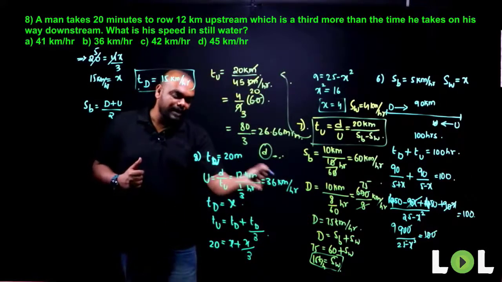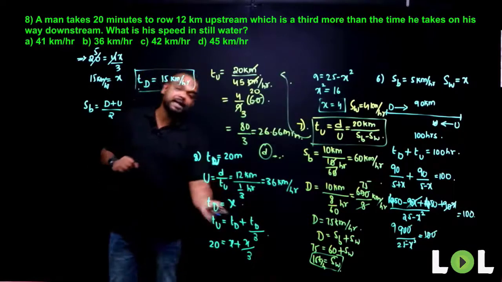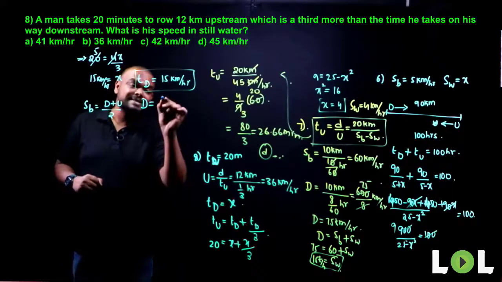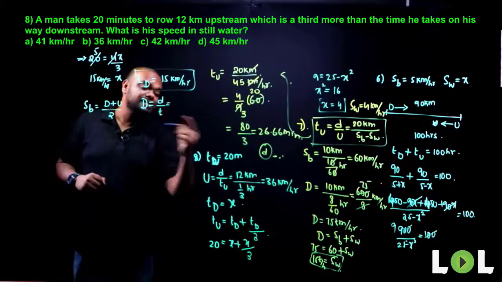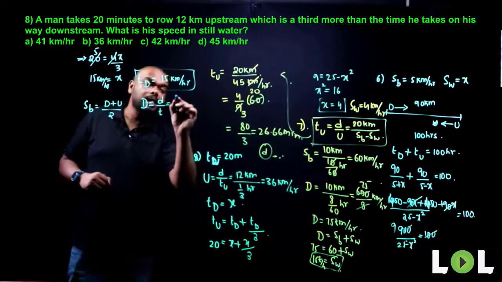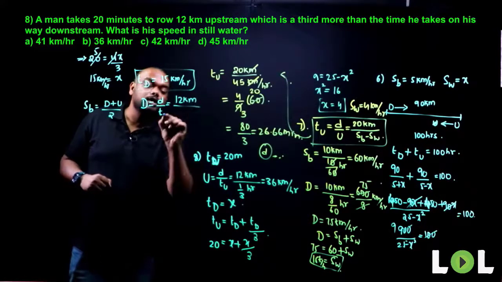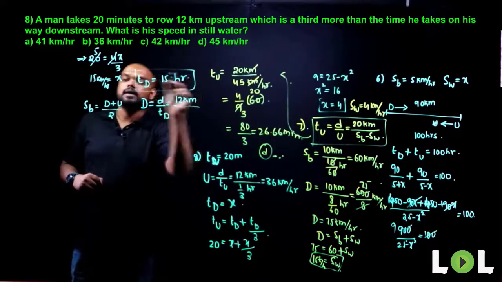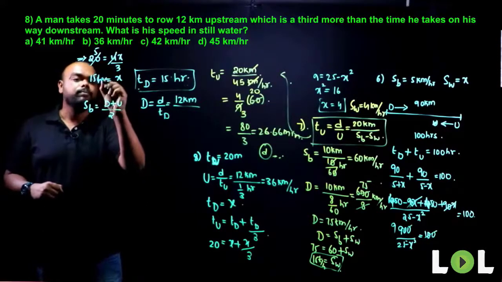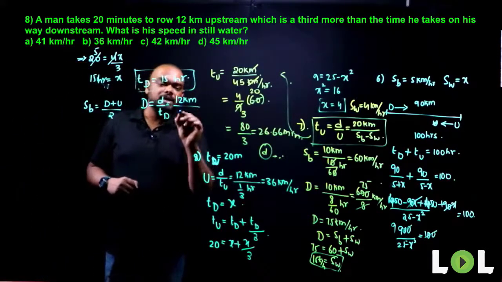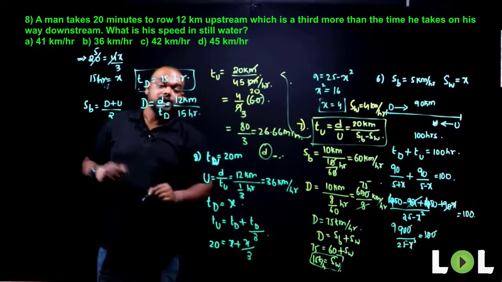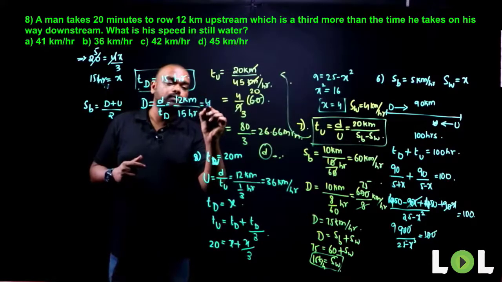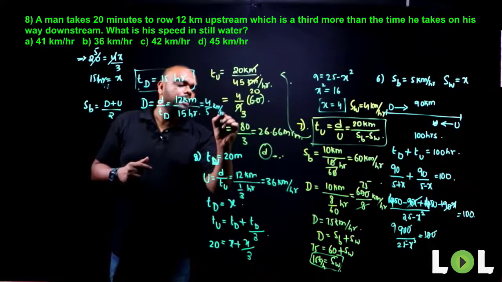We have U value as 36. Now we have time taken during downstream, so I can calculate the downstream speed as well. How? Distance by time taken. We know the distance is the same distance, that is 12 kilometer divided by time taken during downstream. Just now, this is not kilometer per hour, this is hours, guys. Computer mistake, because that is time. Now, TD is how much? 15 hours. 12 by 15. So that means 4 by 5 kilometer per hour.